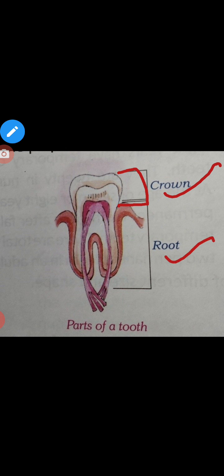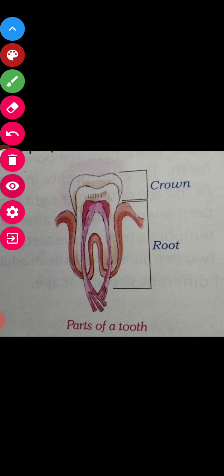And second is the root. It is below the gum. The part of the tooth that is found below the gum is called the root. Students, in many competitive exams the questions arise from here: the visible part of the tooth is known as what? Many students in confusion take the enamel, but the correct answer is crown. The visible part is crown, the part above the gum, and below the gum is root.